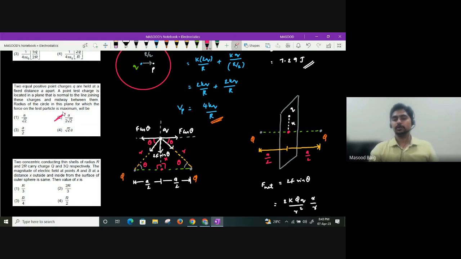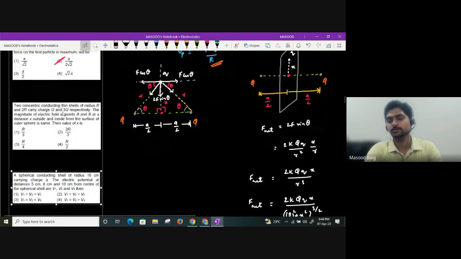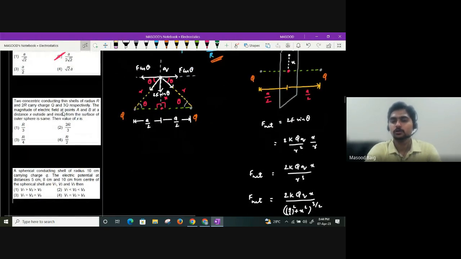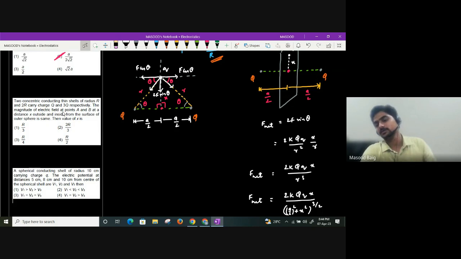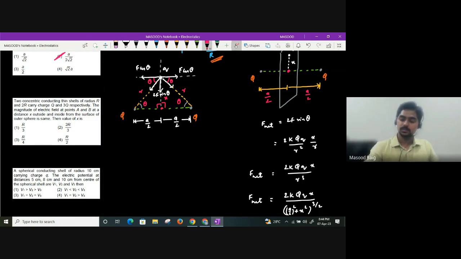If you solve for it, if you differentiate it, you will get it. If you want me to perform the differentiation, I'll do it, that's not a big deal. I hope you understood the question. Two charges are fixed. There is a plane which is perpendicular to the line joining the charges. If I assume the line joining the charges to be the x-axis, the plane will be the yz plane. A test charge is moving in the yz plane. They are asking what should be the radius of the circle such that the force experienced by the test charge is maximum. So I have imagined that it is experiencing maximum force at a distance x.